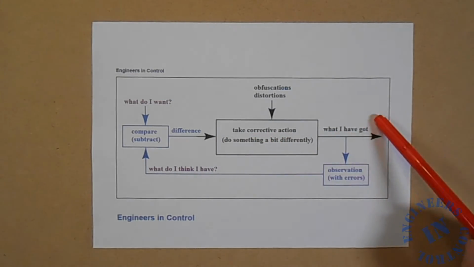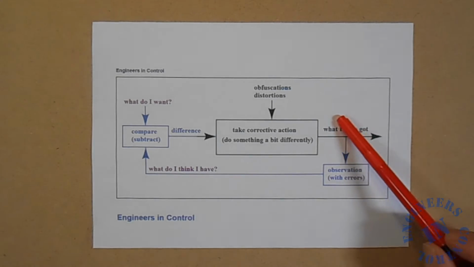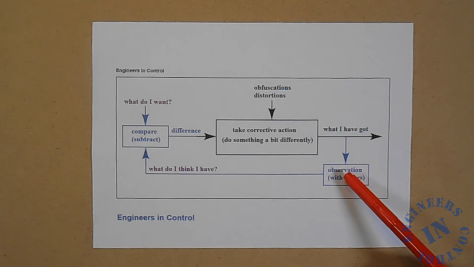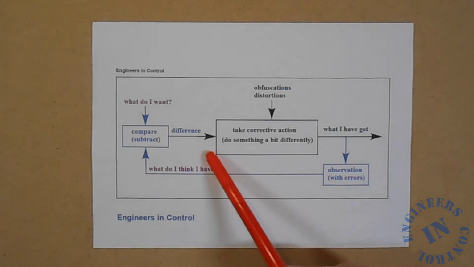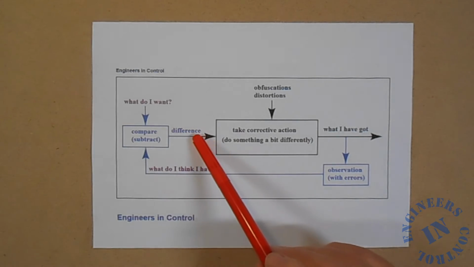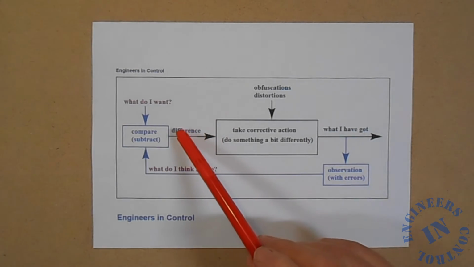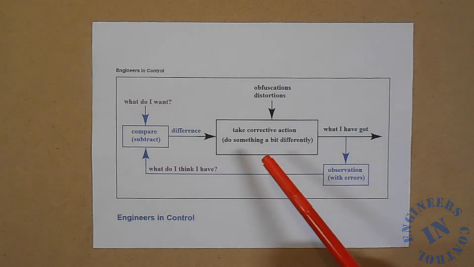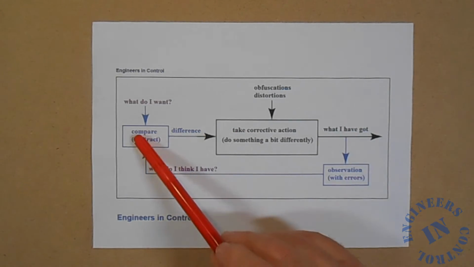And you end up with a change. So what have I got now? You observe it again. Oh, whoops, not quite what I wanted. So again, you have what do I think I have, and you compare that with what do I want, and you might use the difference to take a bit of corrective action again. And so we go round and round the loop. This is a feedback loop.